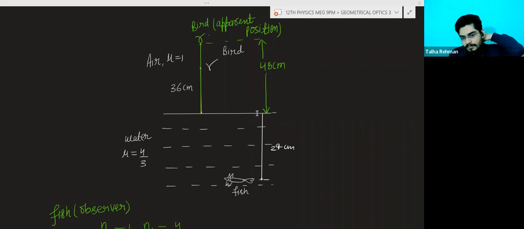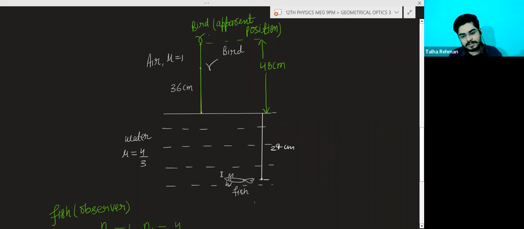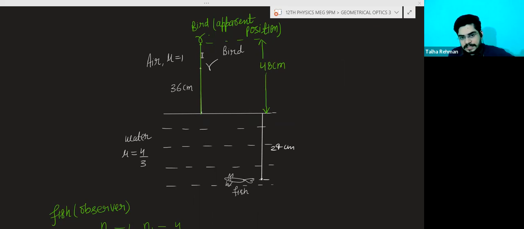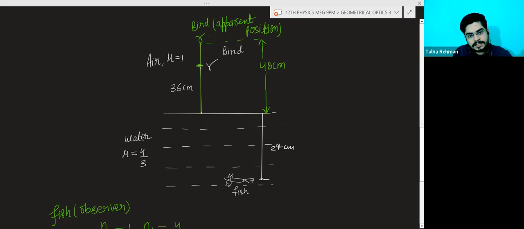Beta, for this fish, actually you are making a mistake. You are adding this 24 into 36. No. You have to add this 24 plus 48. This is the game here. 72, right? Why? Because this 36 centimeter here is the actual position.